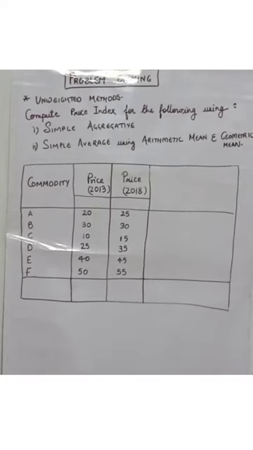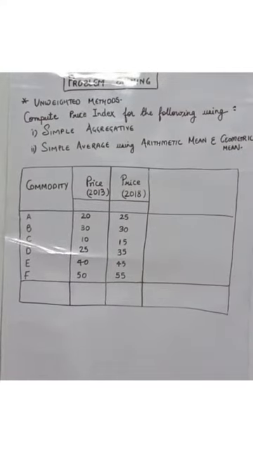Hi students, after the theory lectures of simple aggregative and simple average, we are going to handle the problems of these methods. So quickly go to the question. The question is to compute index number, that is price index, for the following using simple aggregative and simple average, using arithmetic mean and geometric mean.